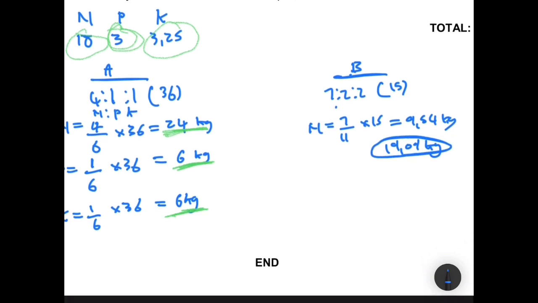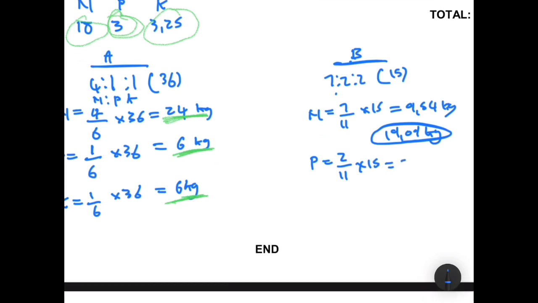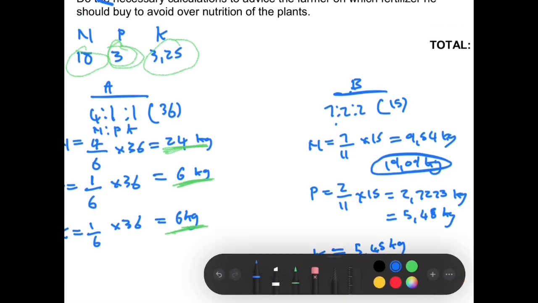And now let's go to phosphorus. For phosphorus, we're going to have 2 divided by 11 multiplied by 15. We're going to get 2.7273 kgs, right? And then obviously we're going to multiply that by 2 so that we can get the amount if we use 2 bags. If you multiply by 2, you get 5.45 kgs, right? And then for potassium, it will be the same as phosphorus, because they have the same ratio. So here we also have 5.45 kgs, right?